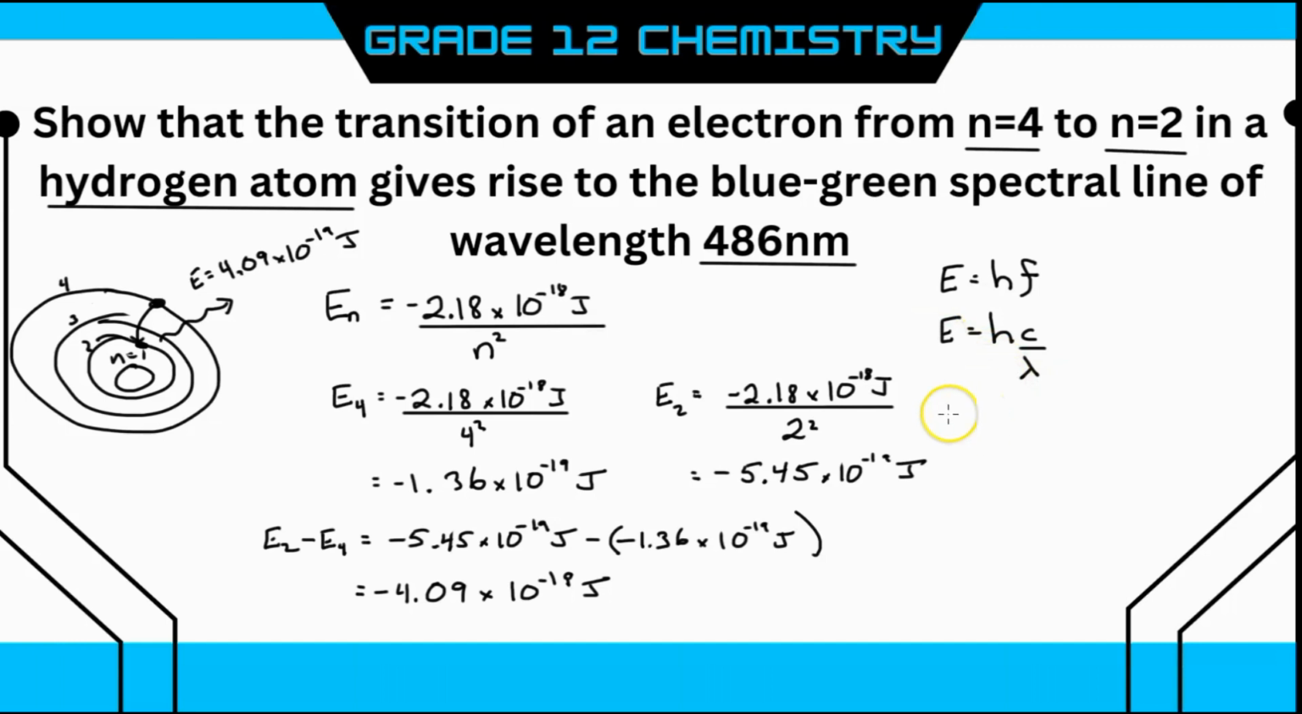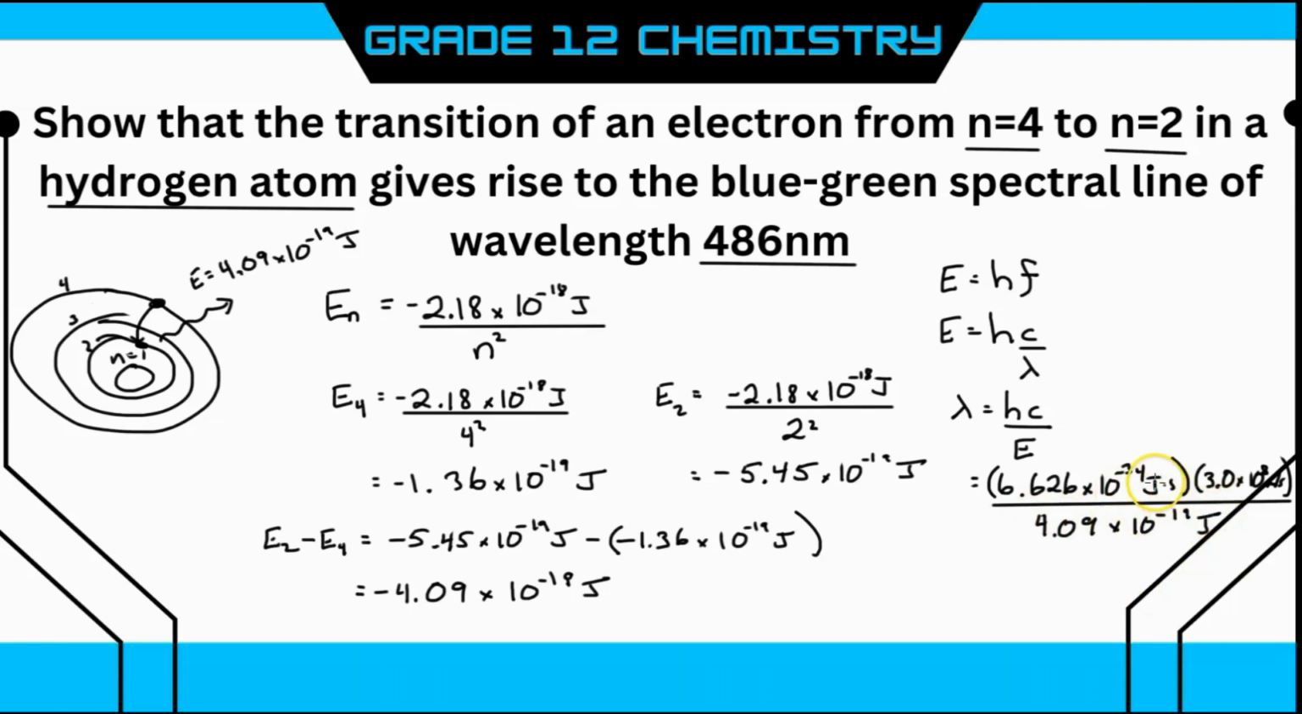Then we can cross multiply. So we get wavelength is equal to Planck's constant times the speed of light divided by the energy. So let's try this. We have Planck's constant, 6.626 times 10 to the minus 34 joule seconds. I'm going to run out of space here. Speed of light is 3 times 10 to the 8 meters per second. All over our energy, which is 4.09 times 10 to the minus 19 joules.